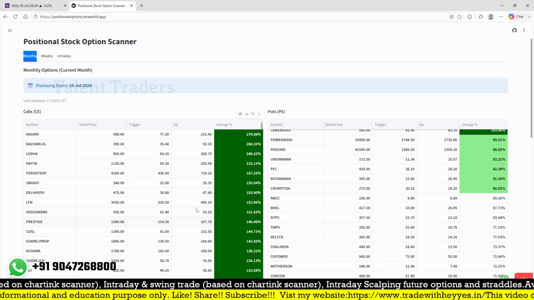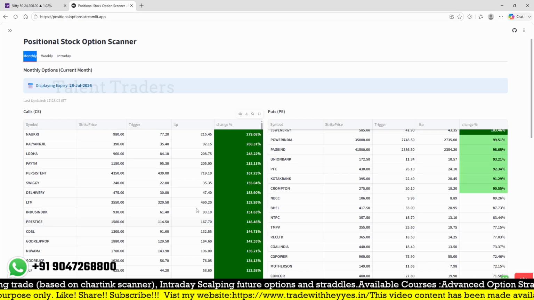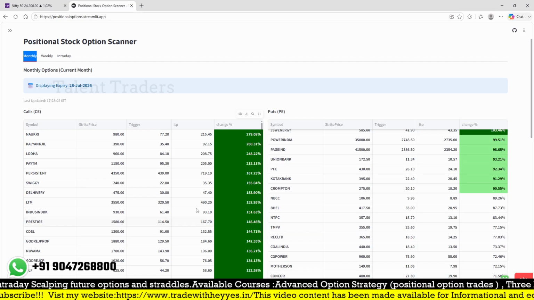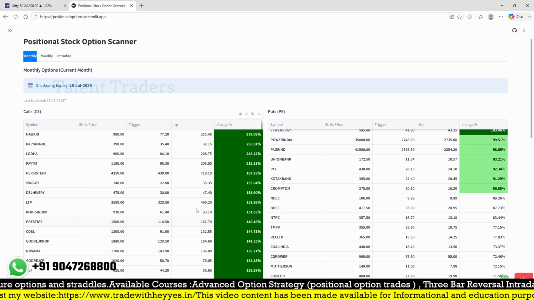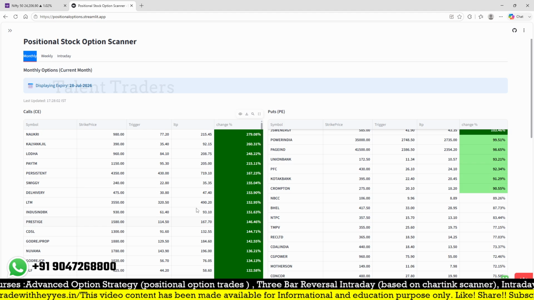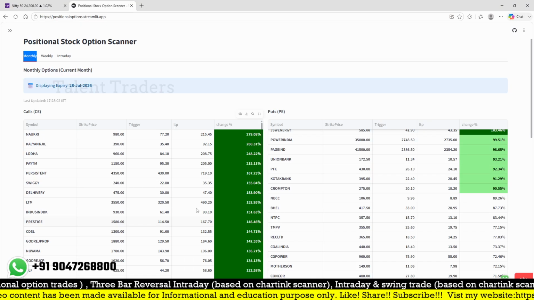For example, SAIL and National Aluminium may not be liquid most of the time, but sometimes they are. Other stocks like HDFC and SBI are always liquid stocks. So before taking an opportunity, check the depth of the market, and you can easily identify whether at that time it is liquid or not.